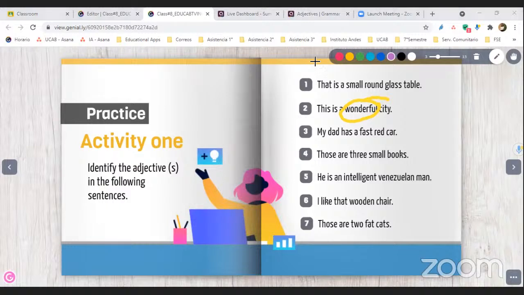Okay, Leticia, can you tell the third one? My dad has a fast red car. Which is the adjective, or maybe you have more. Fast and red. So my dad has a fast red car. So both of these words are adjectives modifying the word car. Good. Okay, let's see who else can help us. Oh, we lost Gildamar and Ildamar. That's so weird. Maybe they lost their connection. Okay, let's see. Esteban, can you help us with number 4?